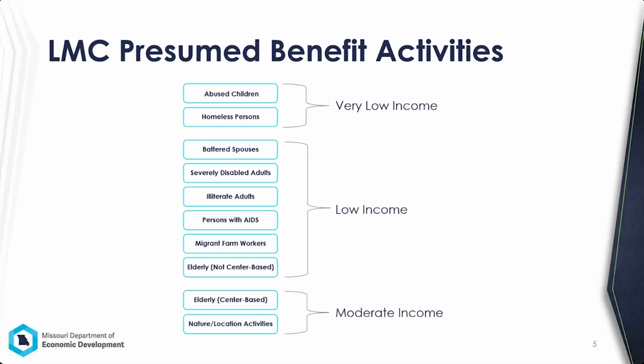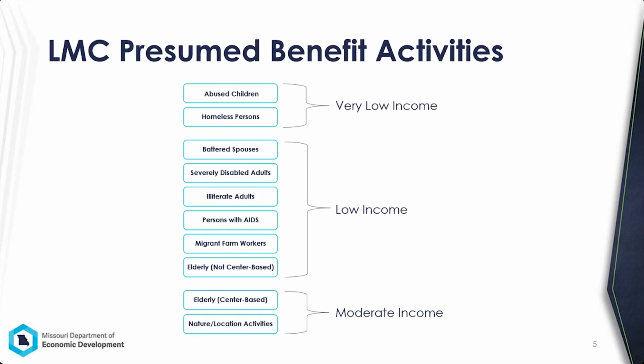Battered spouses, severely disabled adults, illiterate adults, persons with AIDS, migrant farm workers, and elderly populations benefiting from a non-center-based project can be assumed to fall into the low-income category. And last, nature and location activities and elderly populations benefiting from center-based activities fall into the moderate income category.